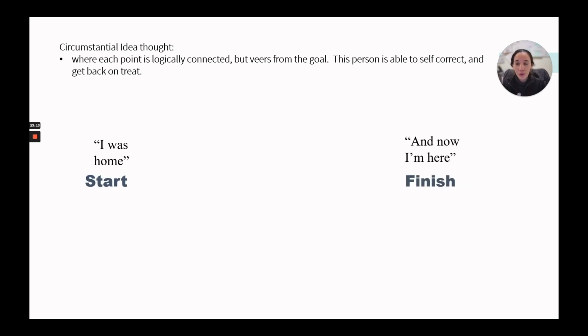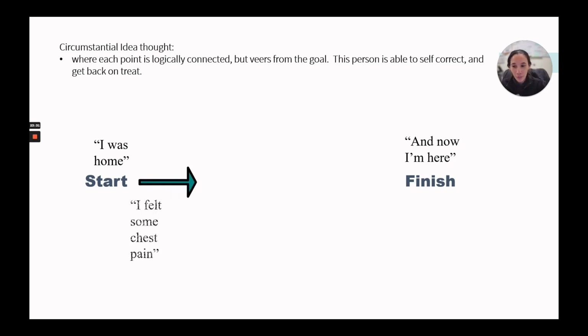Now we can have a circumstantial idea thought. So where each point is logically connected but veers from the goal. This person is able to self-correct and get back on, oh, that's supposed to say track. It says treat, but get back on track. So a circumstantial idea thought.